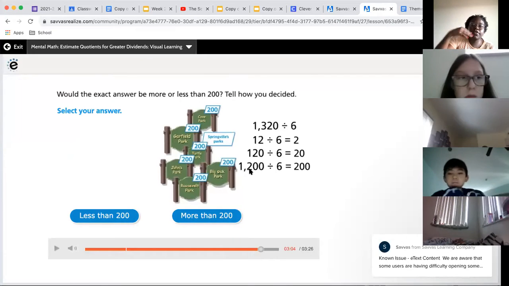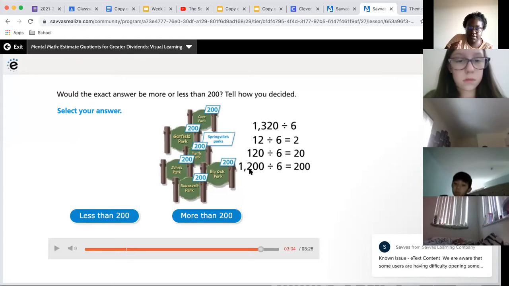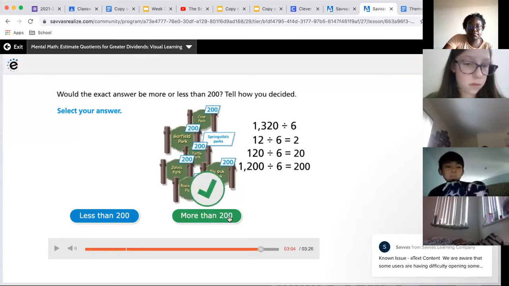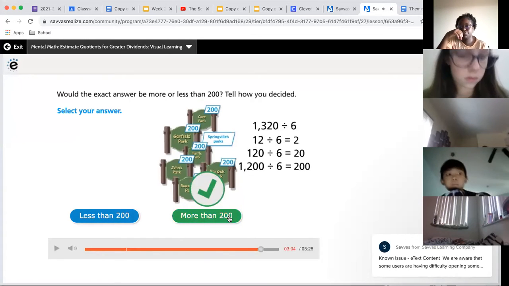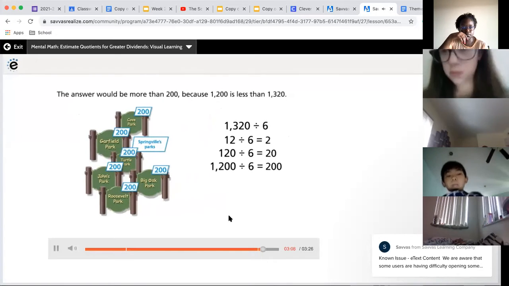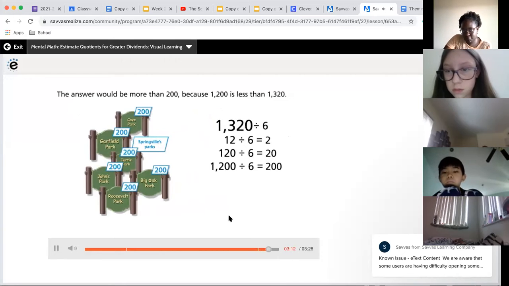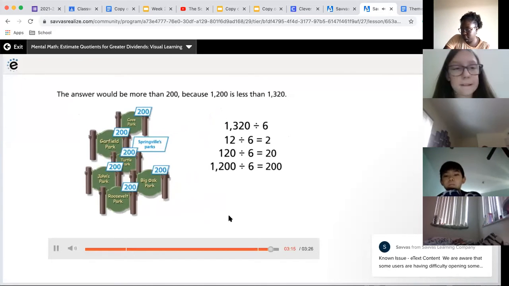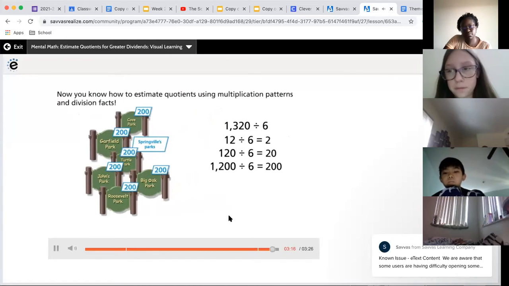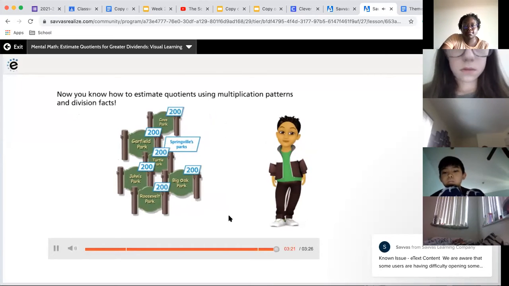So we have more than 1,200 people. So our answer is going to be more than 200. Okay? The answer would be more than 200 because 1,200 is less than 1,320. Now you know how to estimate quotients using multiplication patterns and division facts. All righty.